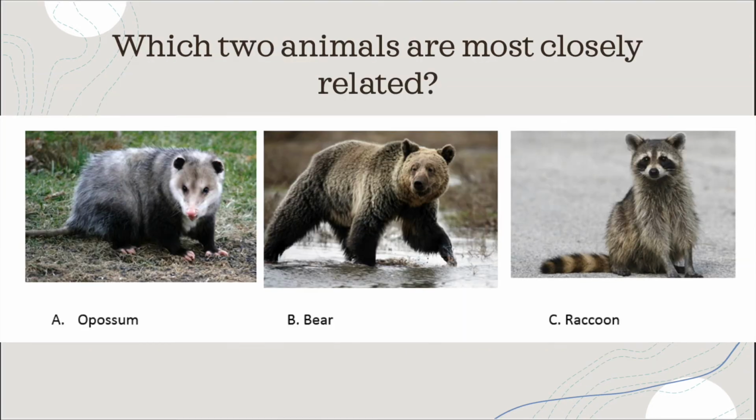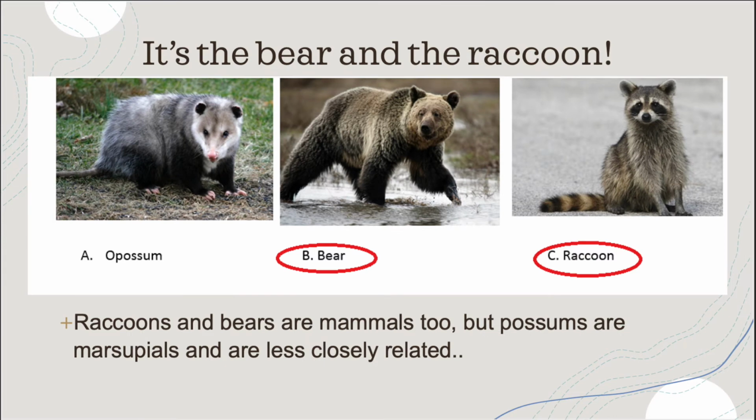Our third and final pairing is a possum, a bear, and a raccoon. Take a moment to pause the video here and take a guess. If you guessed raccoons and bears, you're correct. Raccoons and bears are mammals too, but possums are less closely related as they're marsupials.